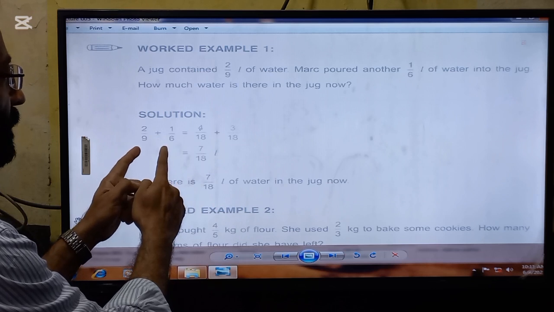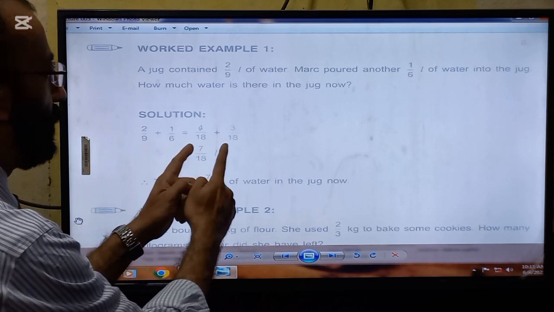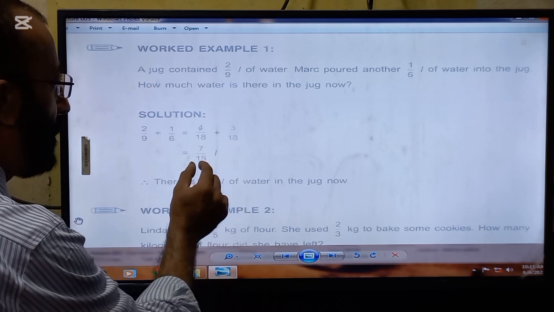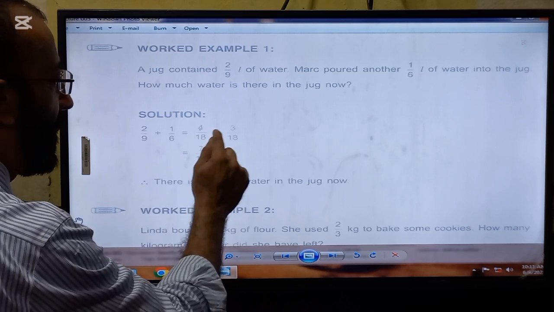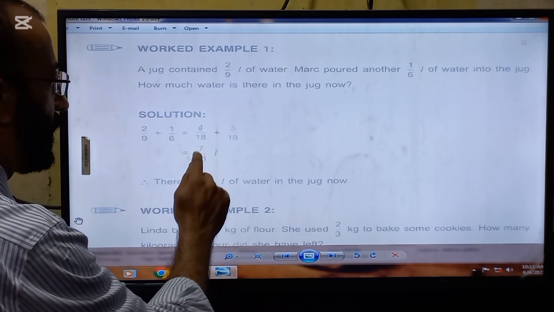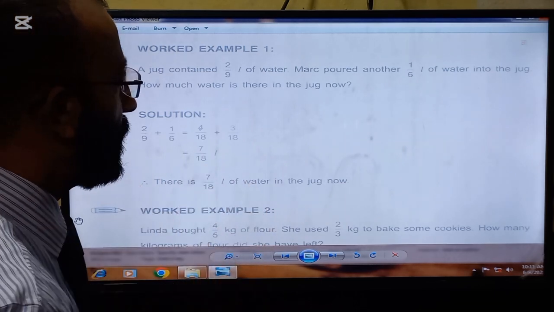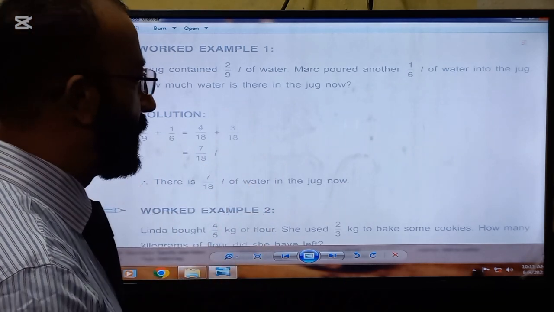So first we have converted the unlike fractions into like fractions. Now the denominators are the same. So the denominator will be written one time and the numerators will be added. So 4 plus 3 is 7. So this is one method. Now we will solve the same question by the second method.